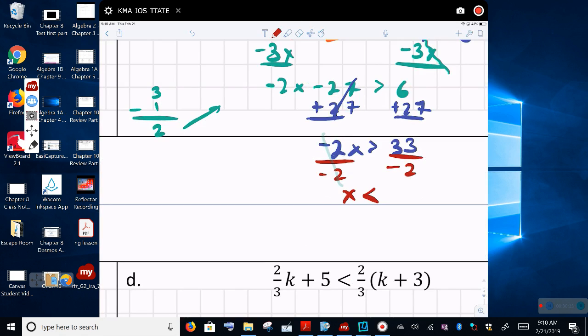And then negative 33 over 2, if you want to punch that into your calculator, you can. Or really all I care about is that it's a simplified fraction. You can leave it like that.